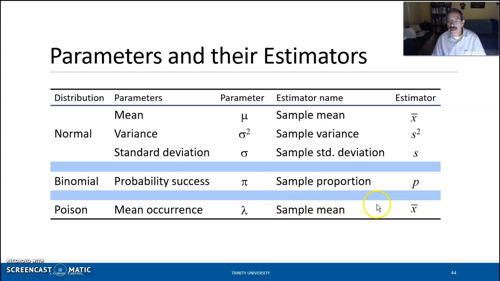And also we know that the sample mean of the occurrences in an interval is the estimator of the population parameter of the occurrences in an interval, lambda. So here are the estimators and here are the parameters. So keep that in mind.